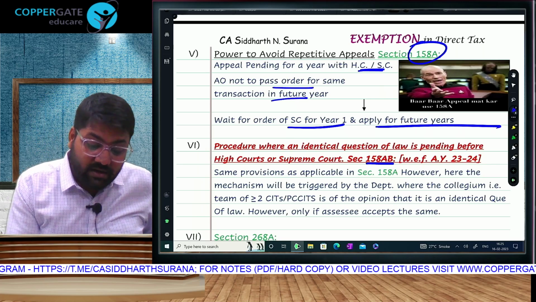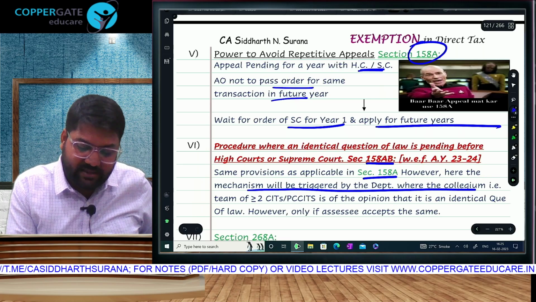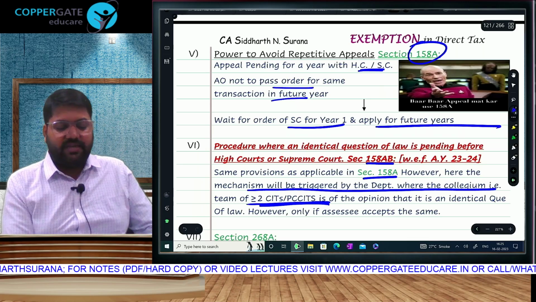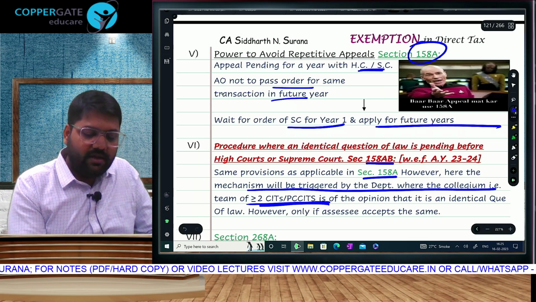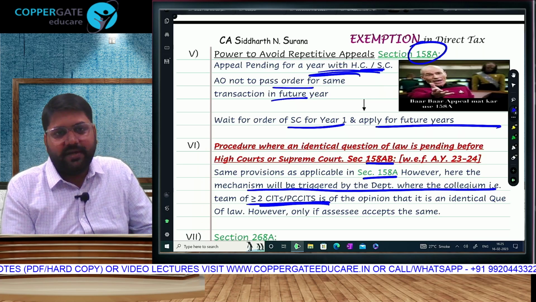Forget it. Same as applicable in 158A. However, the mechanism will be triggered by the department when the collegium, that is a team of two or more CITs. So, this will be triggered by the assessee. Assessee will come and say, sir, don't pass the order, wait.